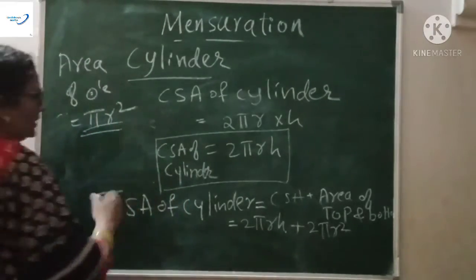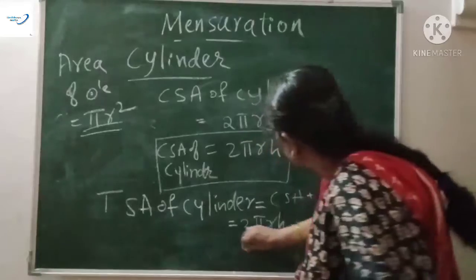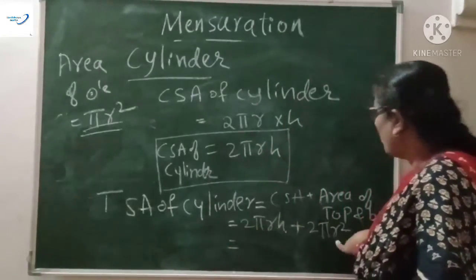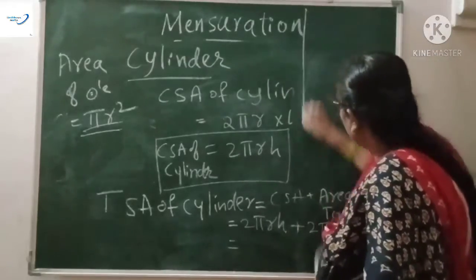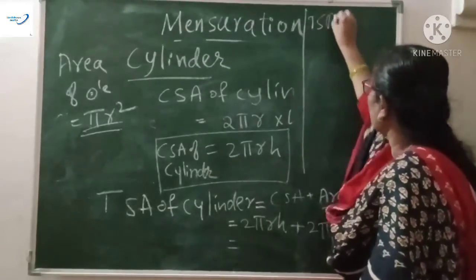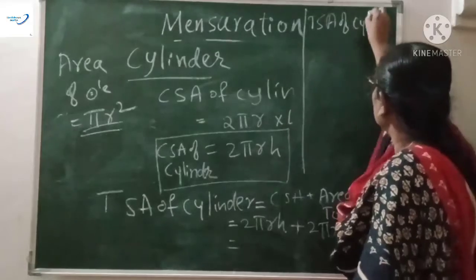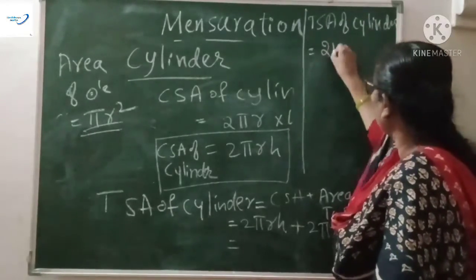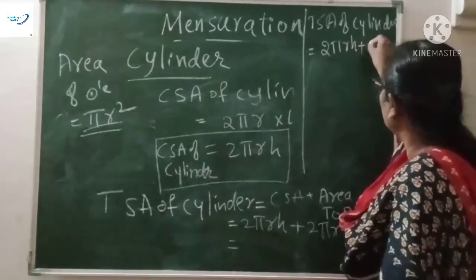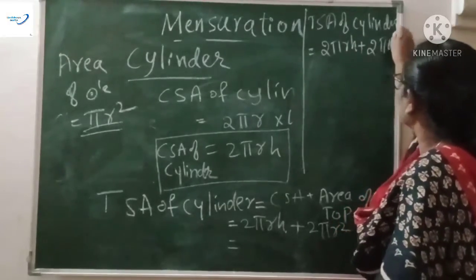So let me continue the solution. You can finish this much. For solving problems, you can use this formula also, and we can make it easy this way also. So what do I have here? The total surface area of the cylinder. I am discussing it here and continuing. So what have I got? 2 pi r h plus 2 pi r square.